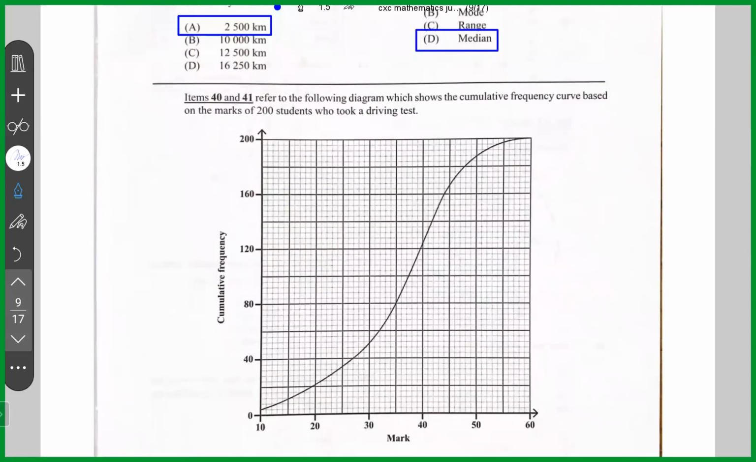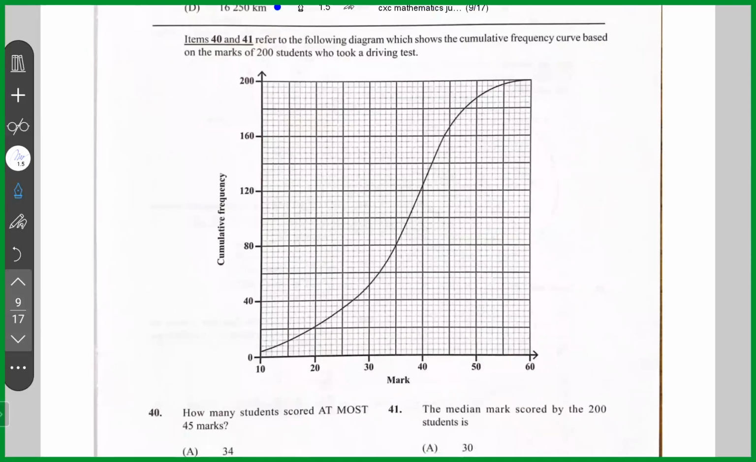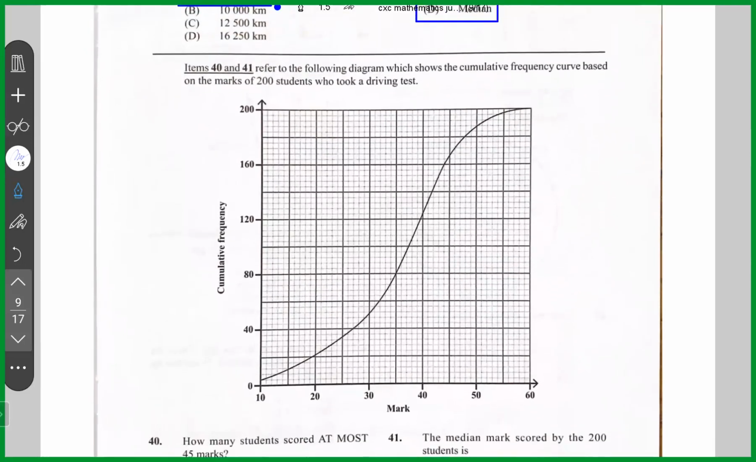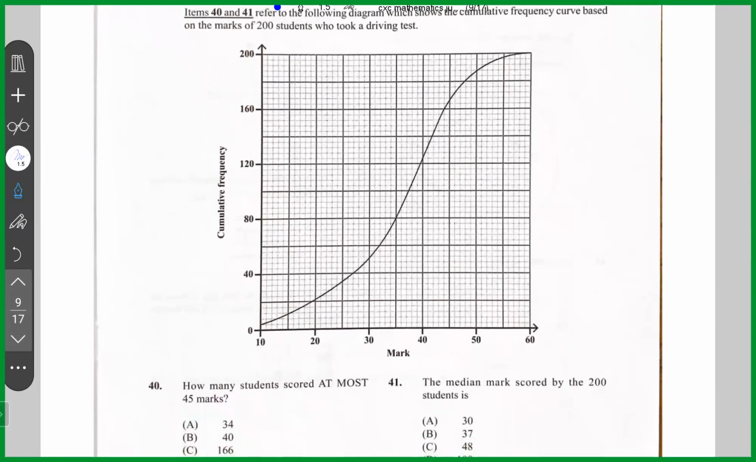40 says, all right, first of all, items 40 and 41 refer to the following diagram, which shows the cumulative frequency curve based on the marks of 100 students who took a driving test. How many students score at most 45 marks? So let's go up at 45 marks.